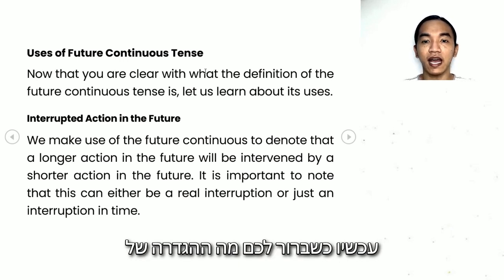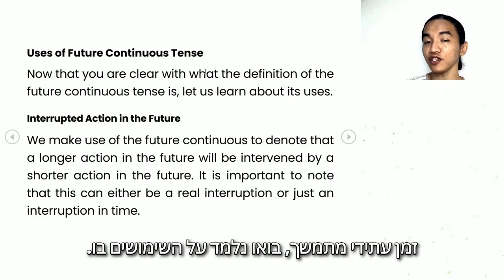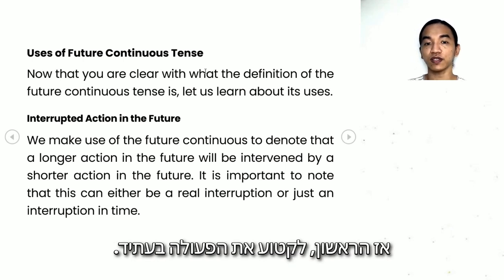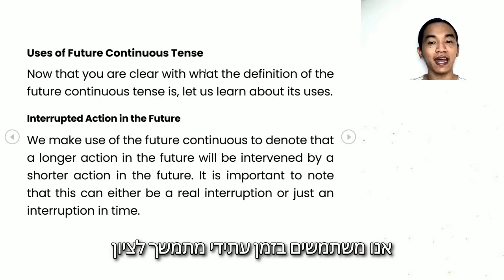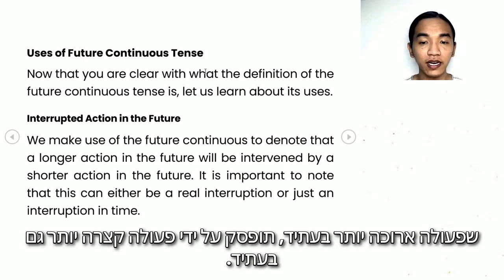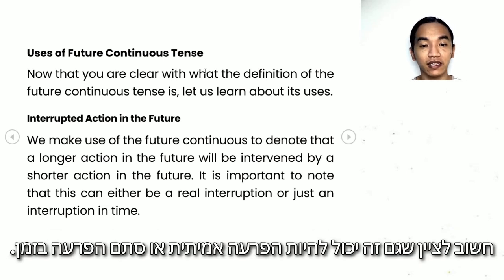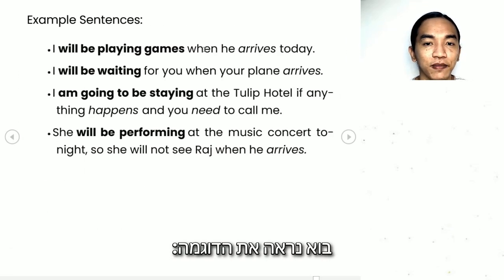Now, uses of the future continuous tense. Now that you are clear with the definition of the future continuous tense, let us learn about its uses. So the first one, interrupted action in the future. We make use of the future continuous tense to denote that a longer action in the future will be interrupted by a shorter action in the future as well. It is important to note that this can either be a real interruption or just an interruption in time. Okay, let's see the example there.